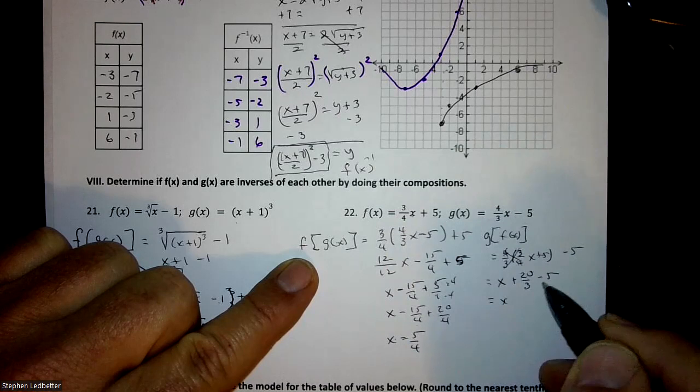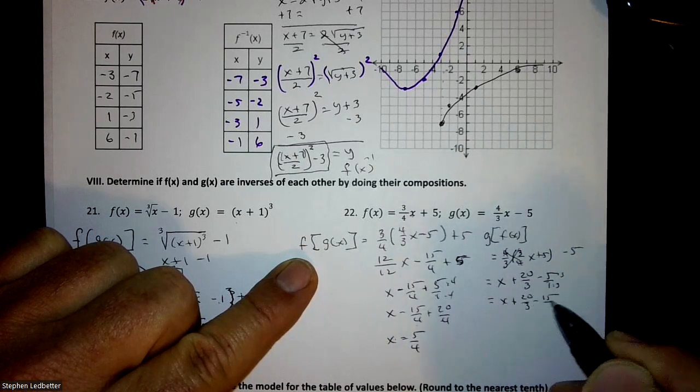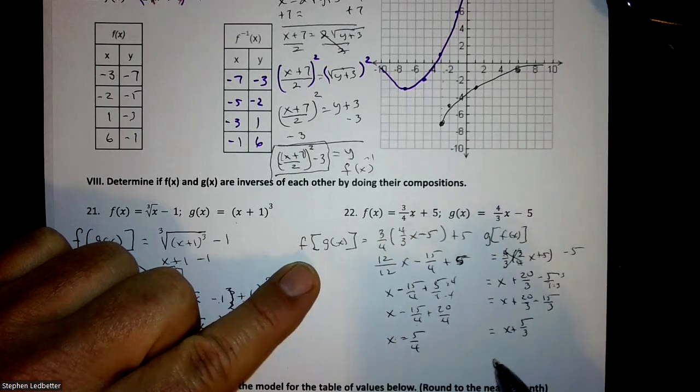So I got to make a common denominator. So this has got to be a 3. So I multiply 3 here, 3 here. I get 20 over 3 minus 15 over 3. And so x is 20 minus 15 is 5 over 3.